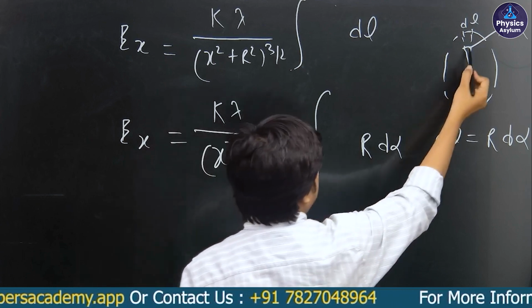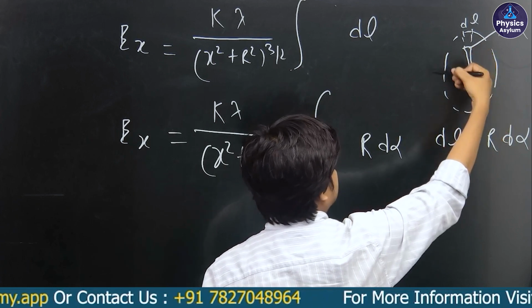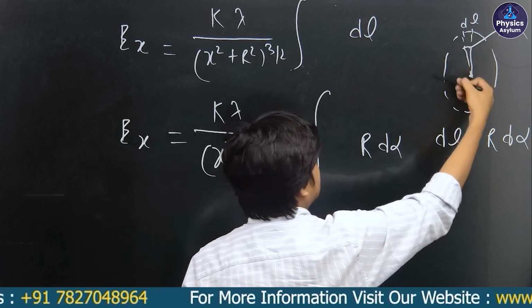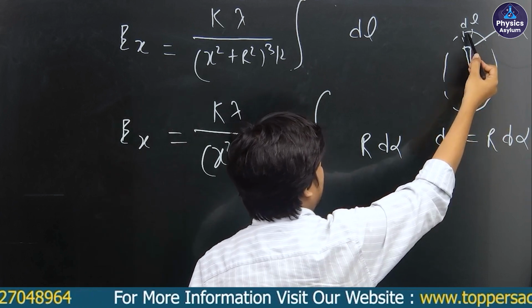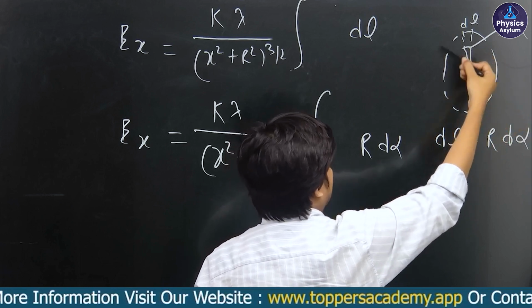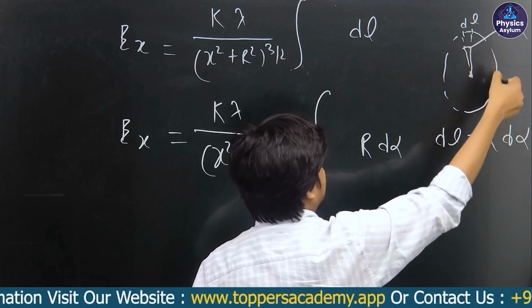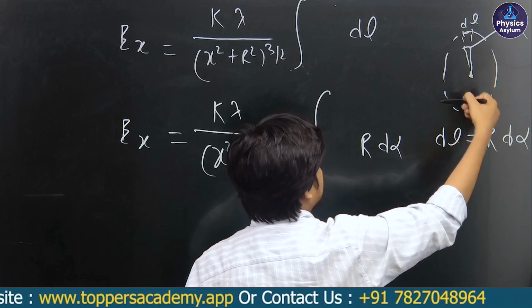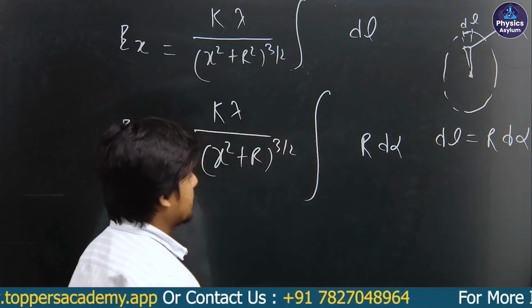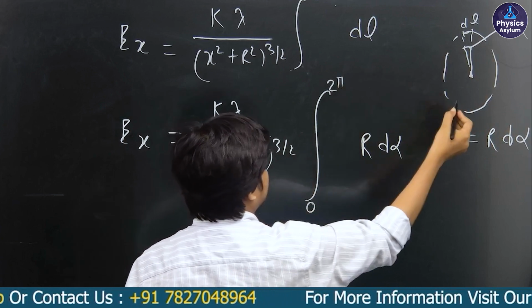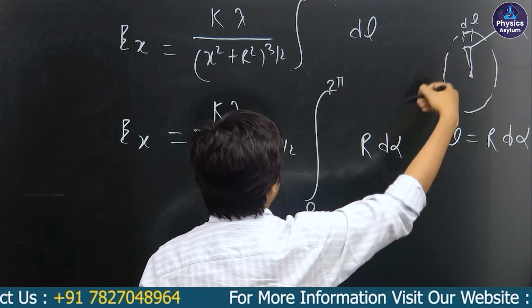And alpha is this angle which is varying from 0 to 2 pi, because if I want to take integration around all of the circumference, then this angle alpha varies from 0 to 2 pi in covering this circumference.